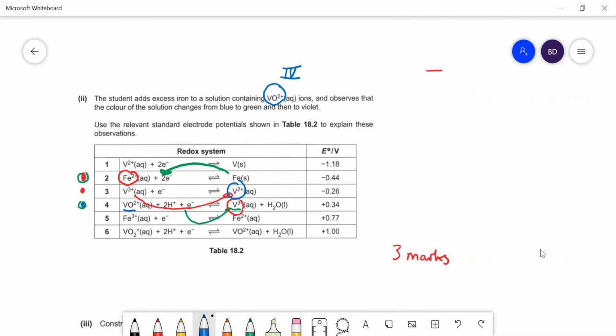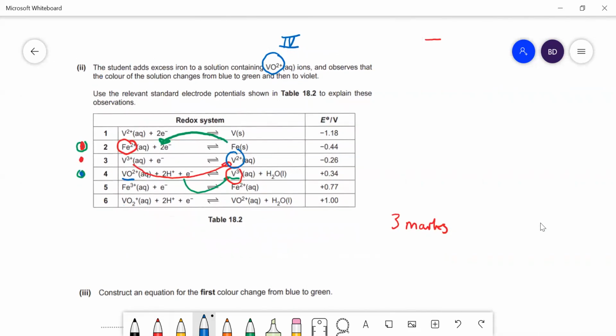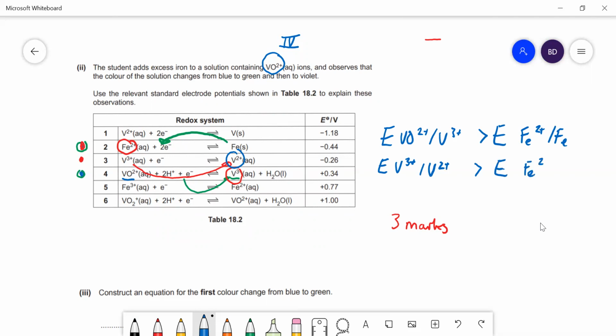Okay, so how would you write that down? I would say that the electrode potential, first of all, for the VO2+/V3+ system is more positive than the electrode potential for the Fe2+/Fe system. That will give you the green color change. Then also you can say that the electrode potential for the V3+/V2+ is also more positive than the electrode potential for the Fe2+/Fe system. So that's going to move forwards as well.